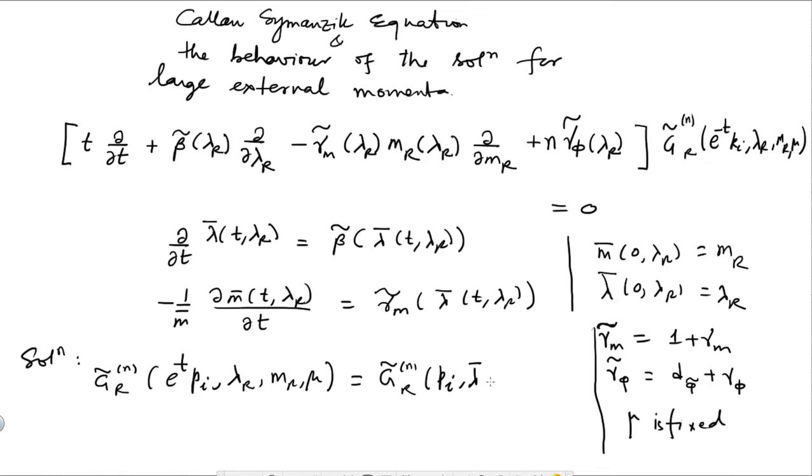But now you calculate that Green's function not by putting lambda r, m r and mu, but rather putting lambda bar at value t, the running coupling at t, then m bar at t, and mu. And then you have to multiply this exponential factor. So this is what we have found last time.